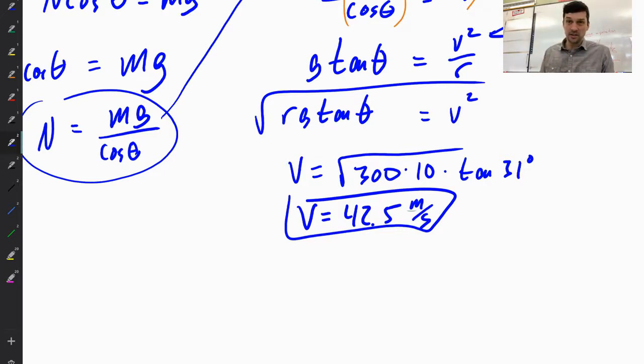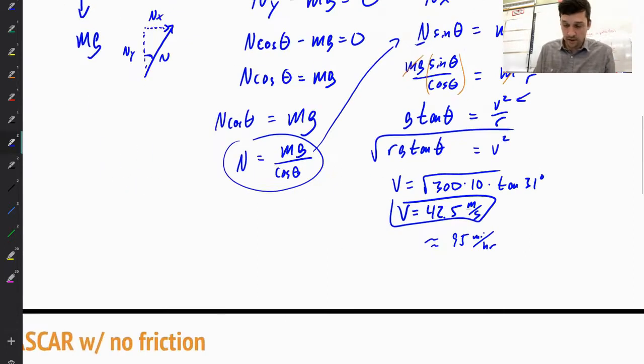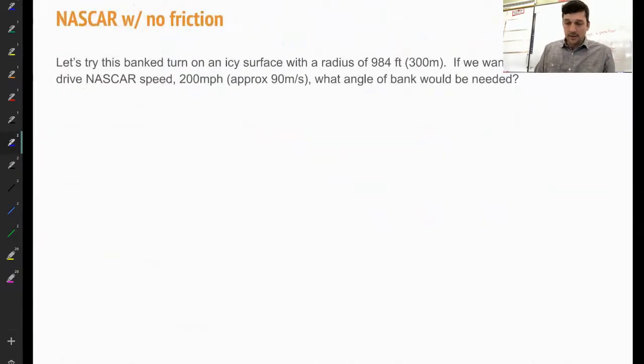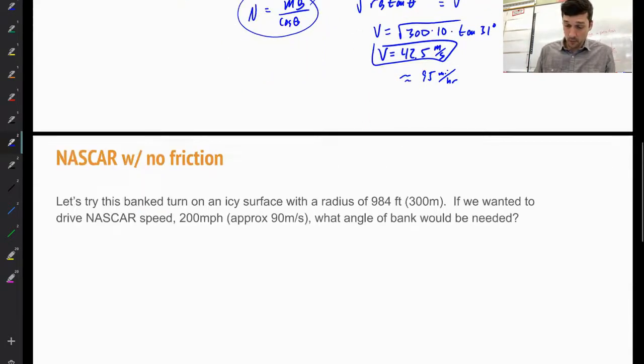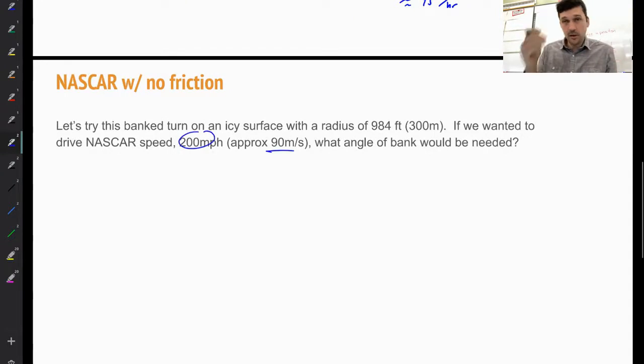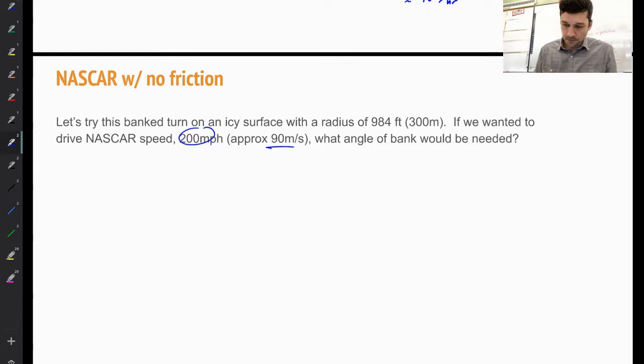You're not going to win any races doing that. 95 miles per hour. My Volkswagen can go 95 miles an hour. It's not going to win you a NASCAR race. All right. Suppose instead of needing to go the right speed, let's say we want to go NASCAR speed. We want to win this thing. We're going 200 miles an hour, 90 meters per second. What bank do you need? How steeply does this thing need to be banked in order to prevent you from sliding off the top?